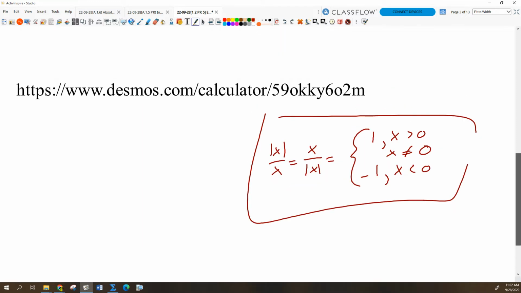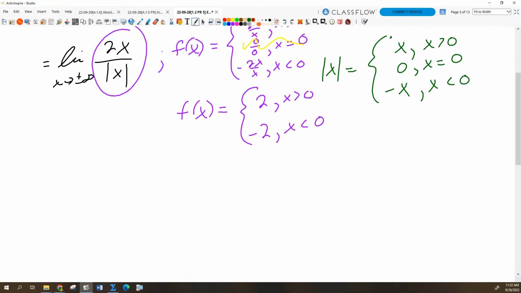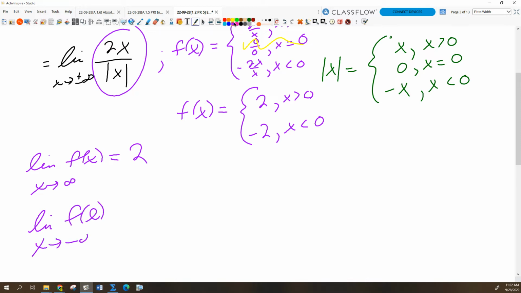But if that's our function, then the limit's pretty easy to take, isn't it? What's the limit of f of x as x approaches positive infinity? 2. Everybody agree? It's 2. As x approaches infinity, the value of the function is exactly 2. The limit of the function as x approaches negative infinity is negative 2. Okay, let's look at a picture of this thing.